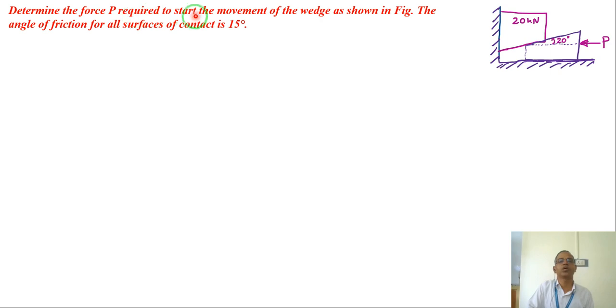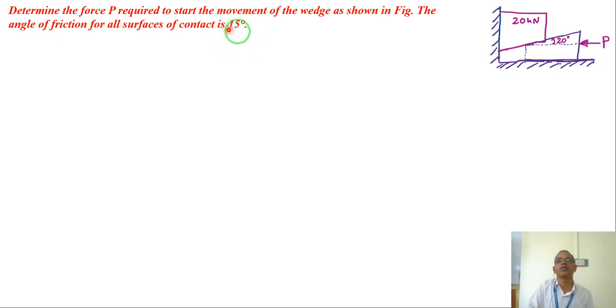Determine the force P required to start the movement of the wedge. Here this wedge, I have to push it, right? The wedge has to be pushed. The angle of friction for all surfaces of contact is 15 degrees.